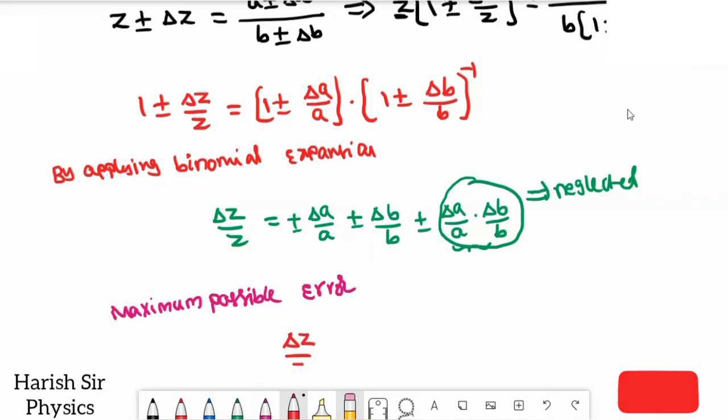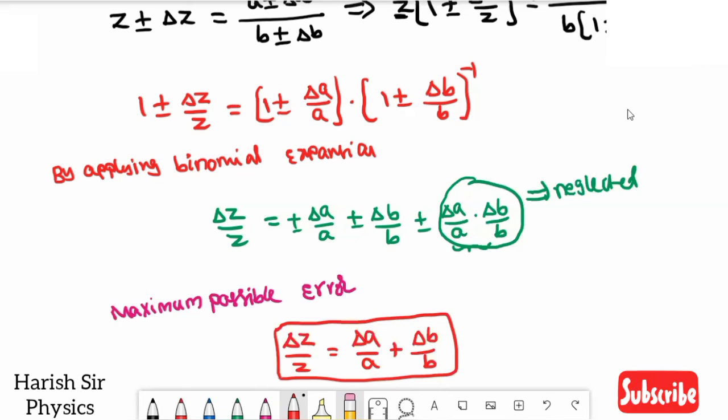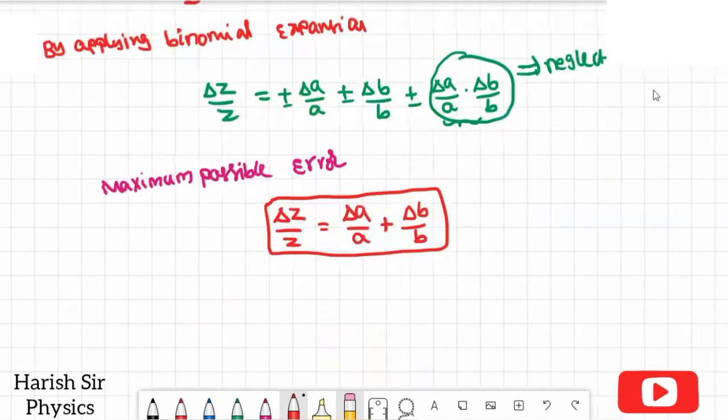Delta z by z is equal to delta a by a plus delta b by b. This is the maximum possible error in division and quotient. We are going to get the maximum possible error the same way: delta z by z is equal to delta a by a plus delta b by b. The final conclusion I'm writing.